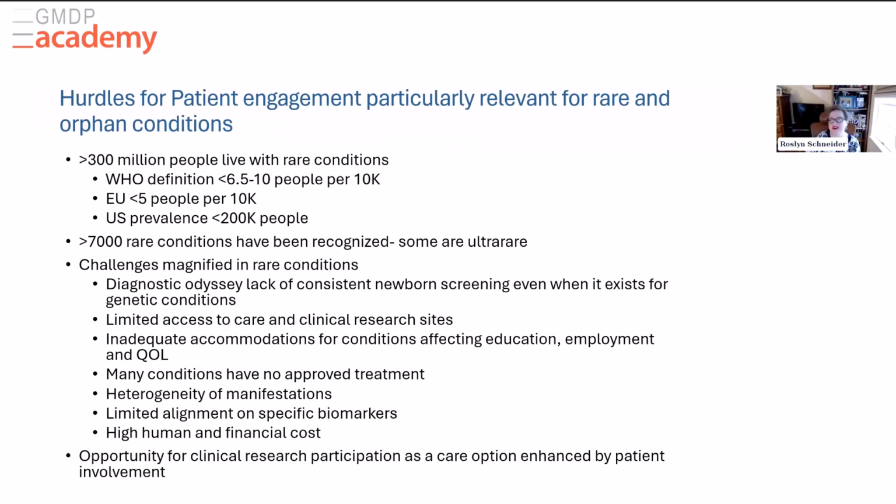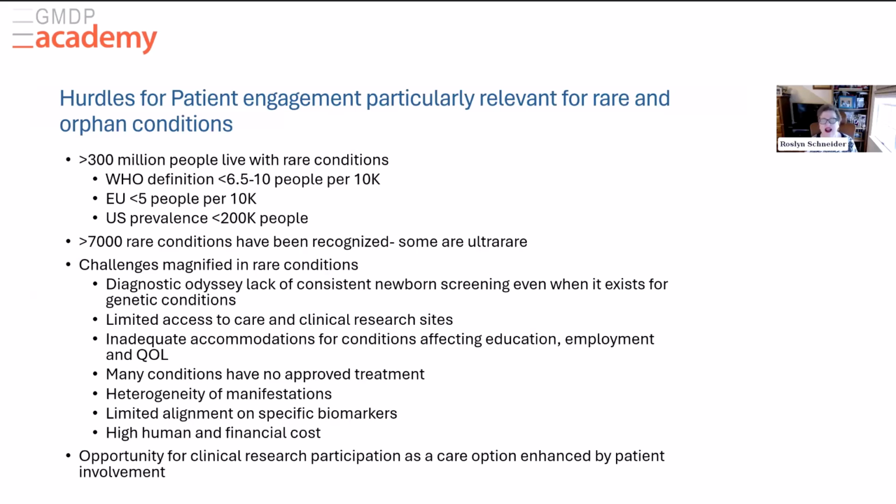Thanks. And Domenico had asked us also to touch specifically on patient involvement in rare and orphan conditions. And I think it's important for us to remember that while each condition is quite rare, collectively, more than 300 million people are living with rare conditions across the world. And we have the definitions of rare from the World Health Organization, in the EU and in the United States here on the slide.